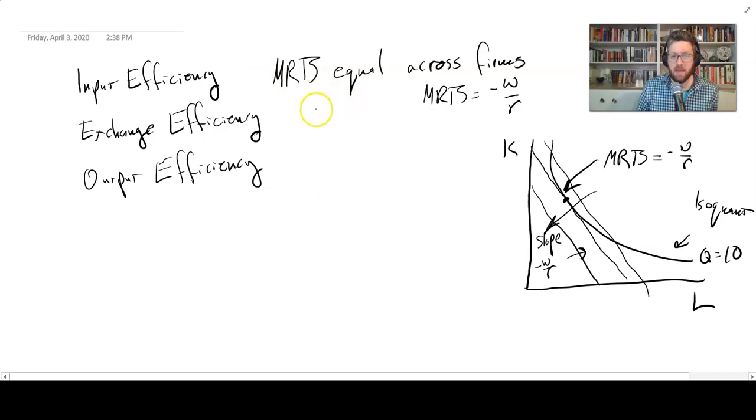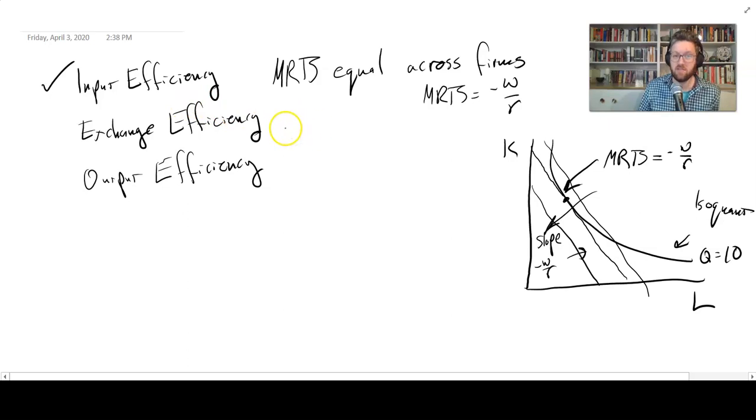Okay? And the main point is that monopolists do this too. Okay? Monopolists also minimize cost. They want to use their resources efficiently. They want to produce Q for as cheaply as possible, which means that input efficiency will actually continue to hold even if we throw monopolies in there.